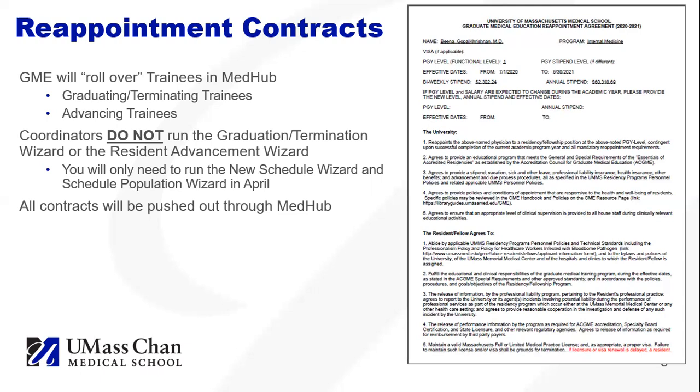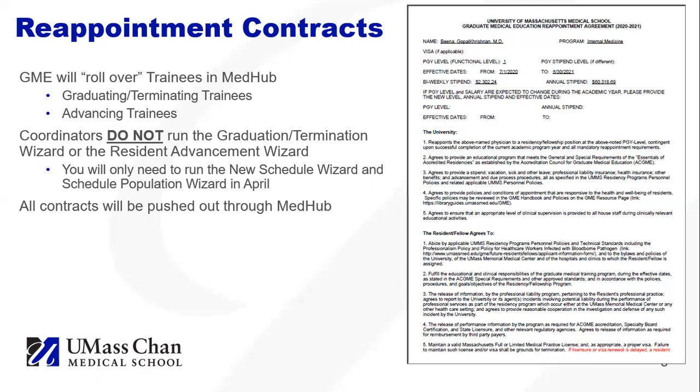Once we get all of our spreadsheets in order, GME is going to roll over trainees in MedHub. What I'm going to do is go program by program, see who's promoting, and roll them over so they'll have a new training history entry. Anyone that is a PGY1 will now have a PGY2 training history entry. And anyone that's graduating, terminating, or changing programs, GME is going to take care of all of that in MedHub.